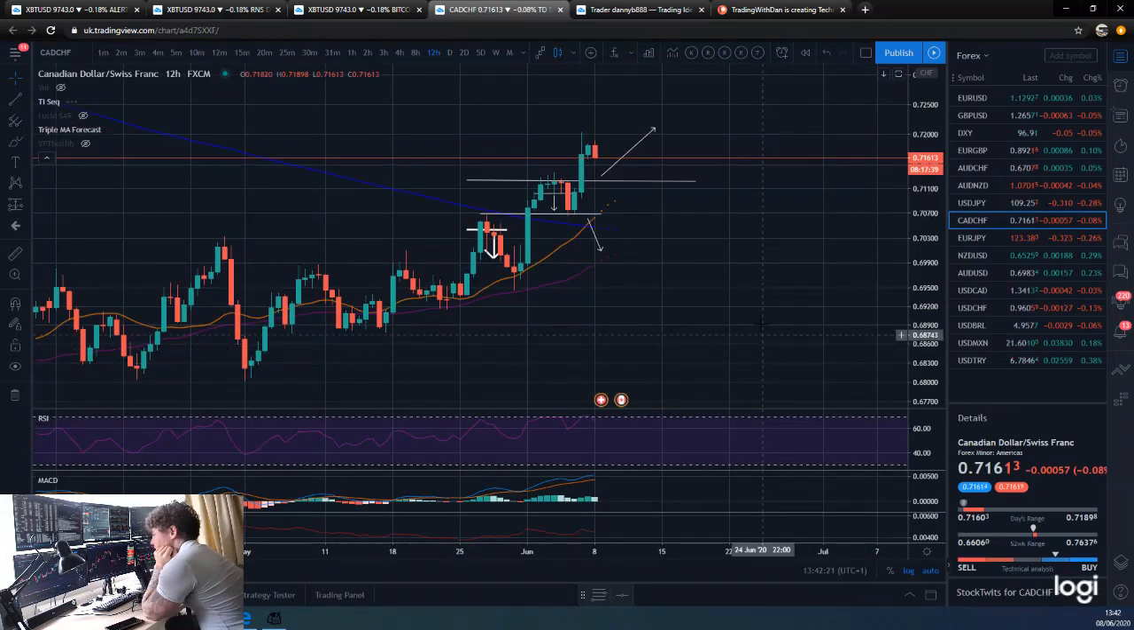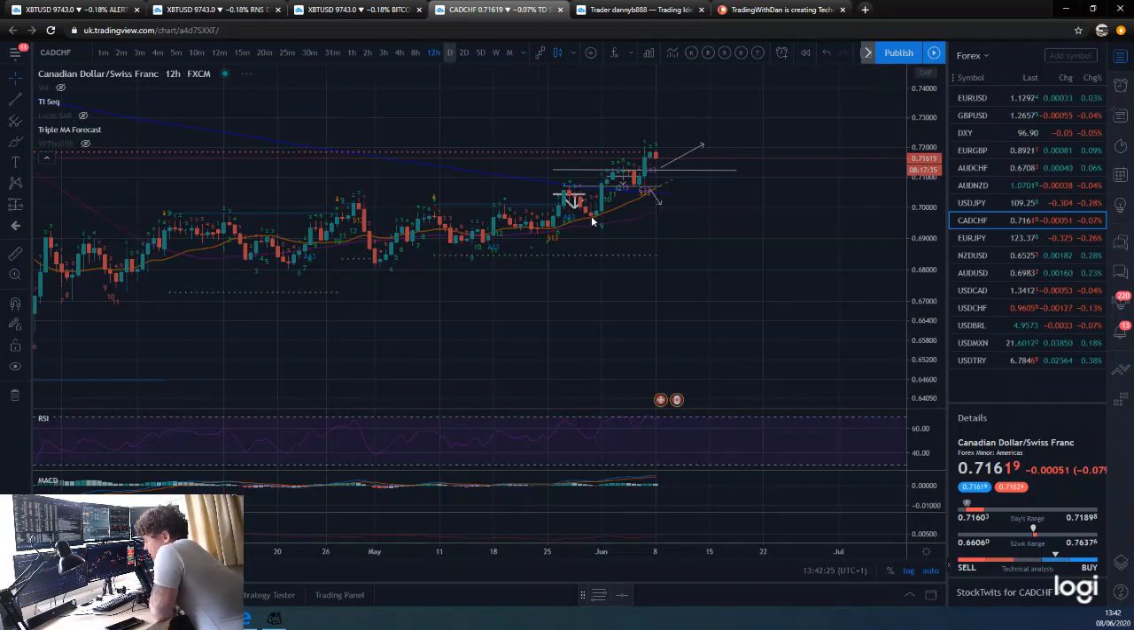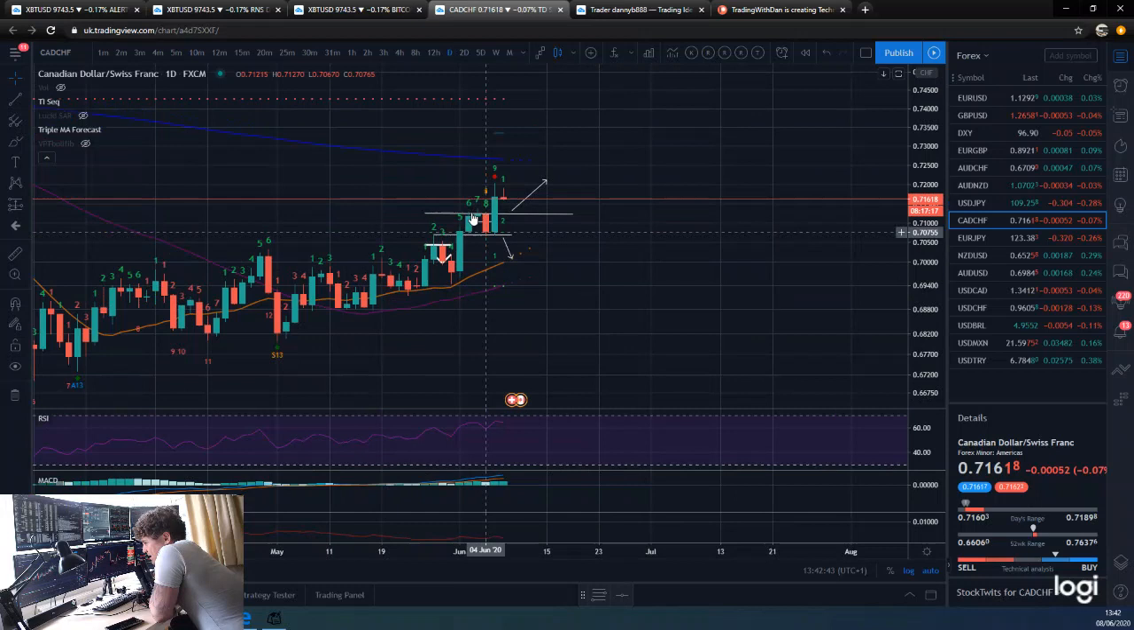Canadian dollar, Swiss franc. Looking quite strong here. Just looking like a bull flag. But we've got this 9 here. I guess that's the potential support area that we drew. This is the potential sell area below here. We'll just get rid of this 9 here, this arrow, sorry. If you break this, I would expect it to move down. This is on the daily.